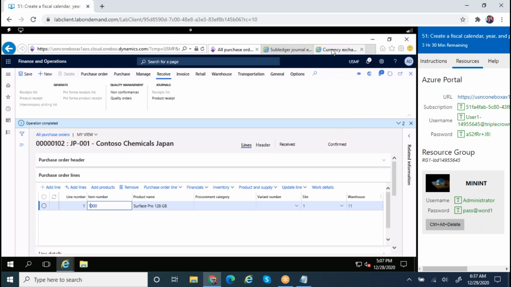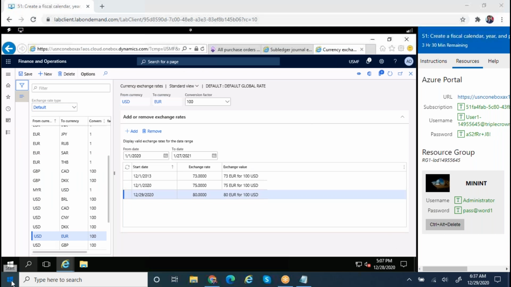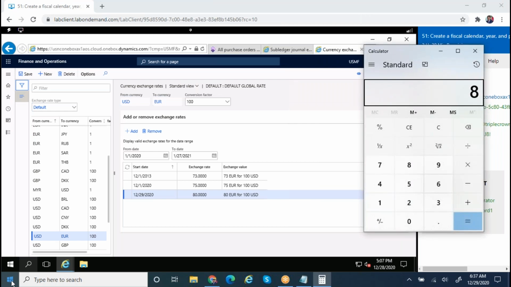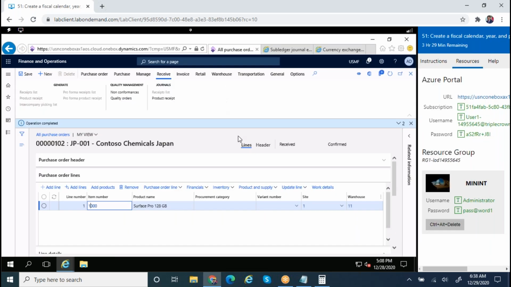So on 21st, if you take a calculator, 899 multiplied by 0.75, that is 674.25. That is the amount coming here.